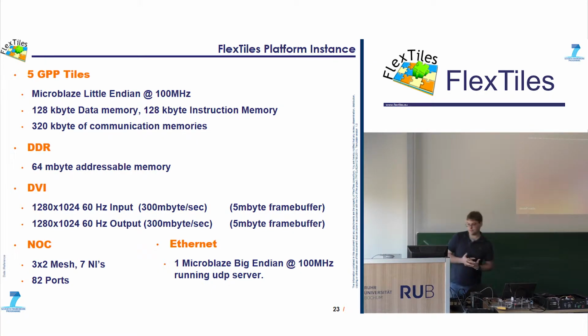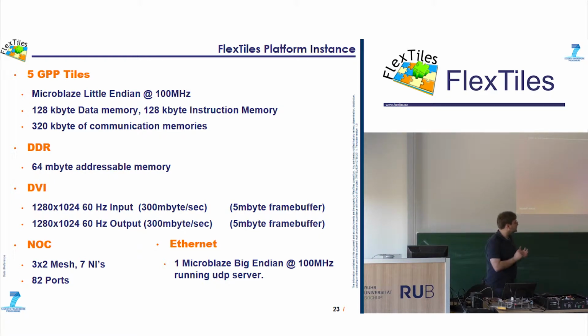Each of these tiles has around 256 kilobytes of local instruction data memory and quite a lot of communication memory, 320 kilobytes. We have 64 megabytes of shared memory, the DDR, and we have the DVI input and output running at 1280 by 1024 at 60 Hertz. This is actually very high resolution and gives you around a 300 megabytes per second data stream.